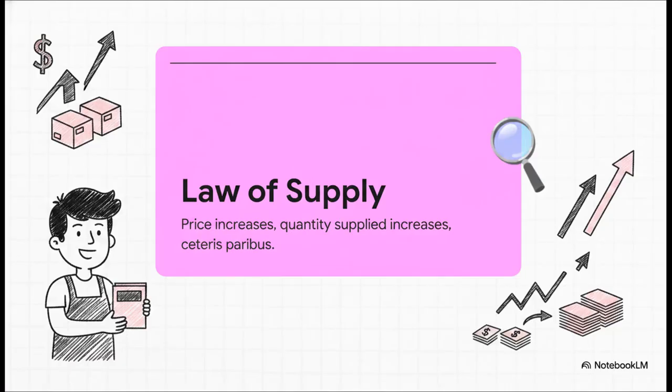Before we can even begin to understand the market as a whole, we have to look really closely at how the people making the products actually behave. And to do that, we look at the law of supply. This law states that, ceteris paribus, which is basically a fancy way of saying all else remaining equal, as the price of a product increases, the quantity supplied increases, and vice versa. So there's a direct relationship at play here.